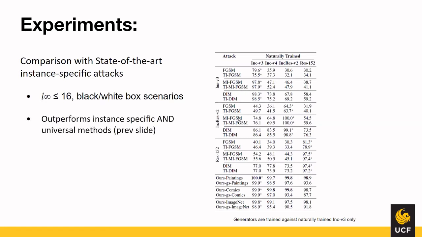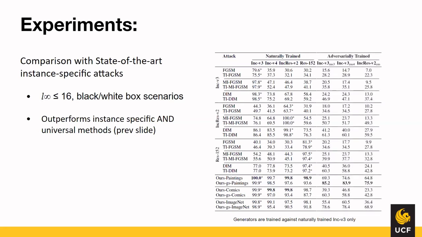So the first thing to note from these experiments is that this generative attack is outperforming all of these instance-specific attacks pretty strongly if we compare their results. This is very significant because this shows that this generative attack can both outperform state-of-the-art instance-specific methods as well as universal perturbation methods, which we looked at in the previous slides. So it shows that this generative attack can be used in a variety of different settings to really great effectiveness.